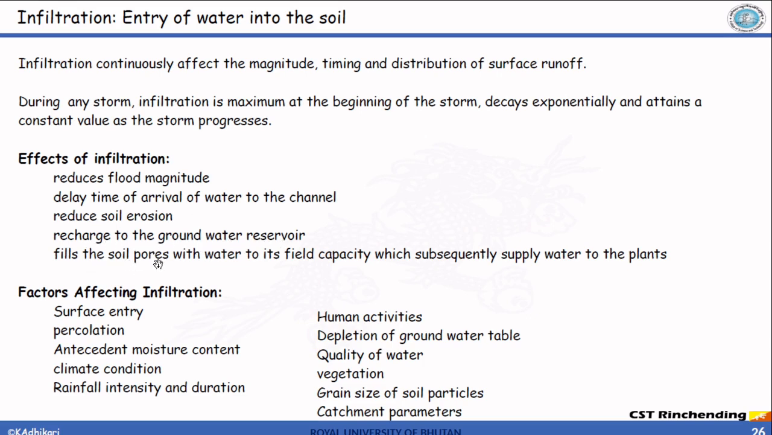Fills the soil pores with water to its fill capacity, which subsequently supply water to the plant, as it is responsible for growth and nourishment of plant, as soil moisture is recharged continuously through the process of infiltration. There are various factors that affect infiltration and some of them are listed here.